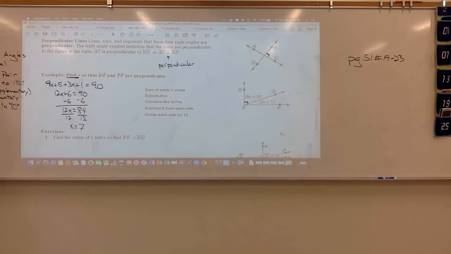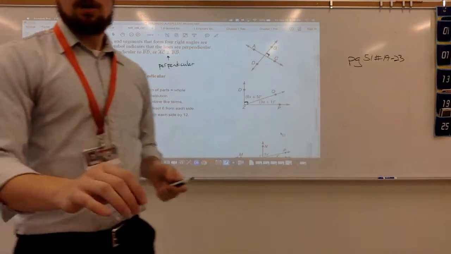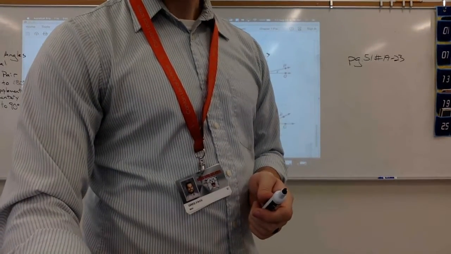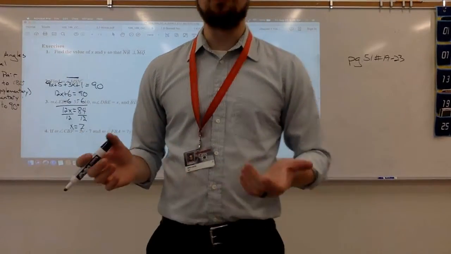Questions on that? Okay, so in this case, we had to set them equal to 90. We add those two angles together and set them equal to 90. So let's jump down and look at some of these exercises here. Let's do the first one together.